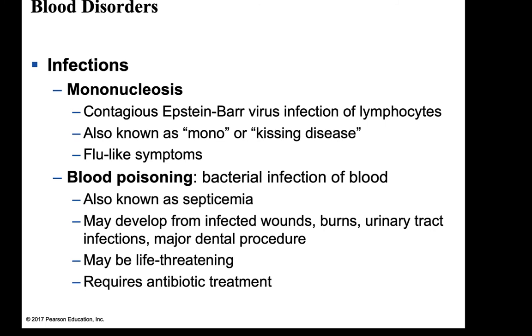Blood poisoning is actual bacterial infection of blood and known as septicemia. This can develop from wounds that become infected, burns, a UTI, or even big dental procedures. Now, blood poisoning can be life-threatening, and this is something that does require antibiotic treatment because we are talking about a bacterial infection.